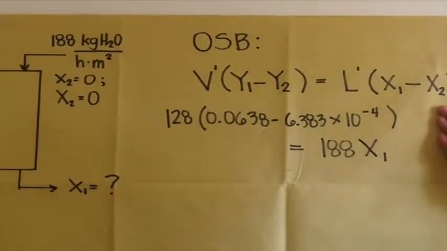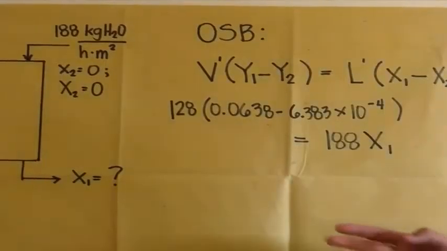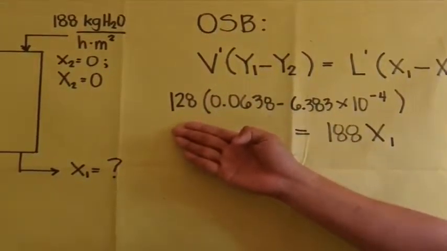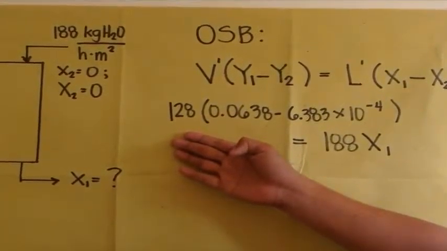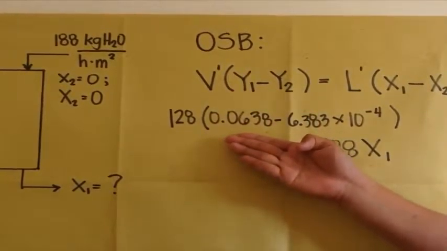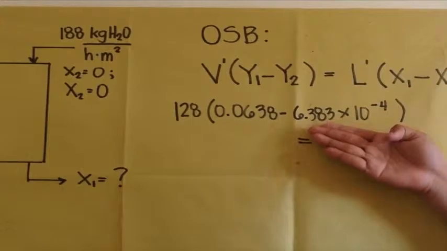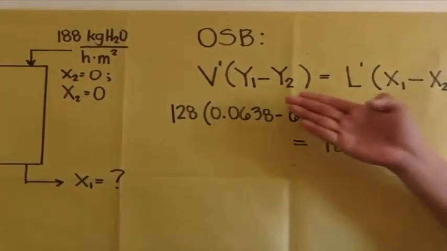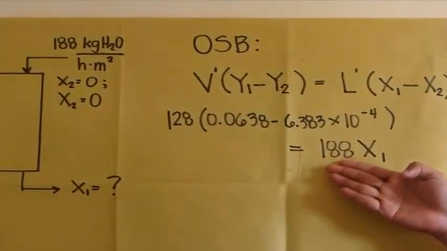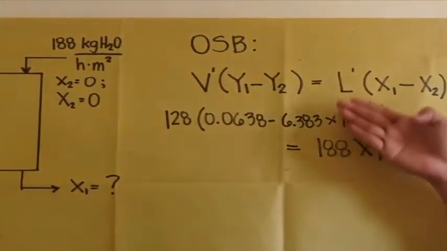From our balance equation, we know that we have a value of 128 kg of air for our B prime, 0.0638 for our big Y1, 6.383 times 10 to the negative 4 for big Y2, and 188 kg of water for our L prime.